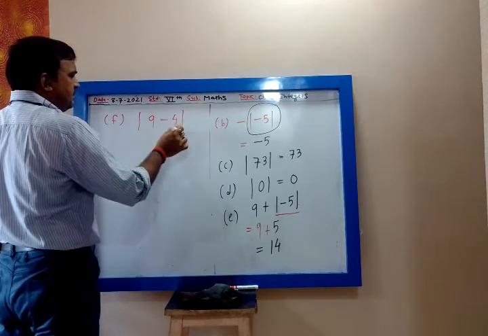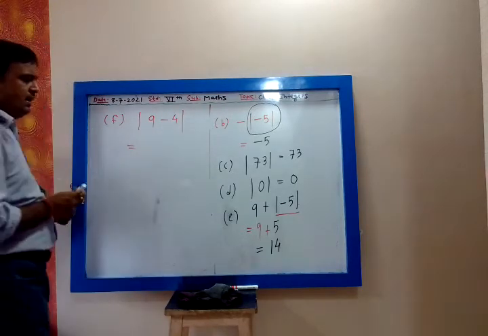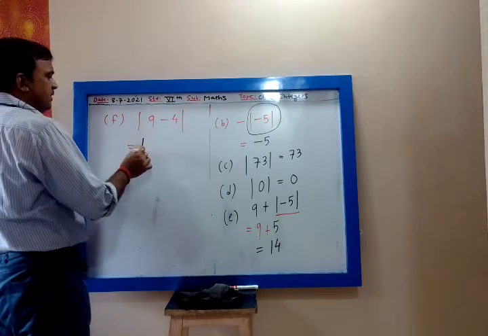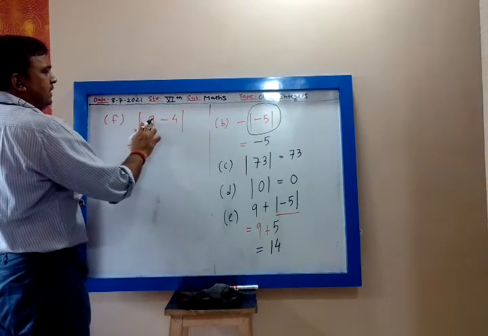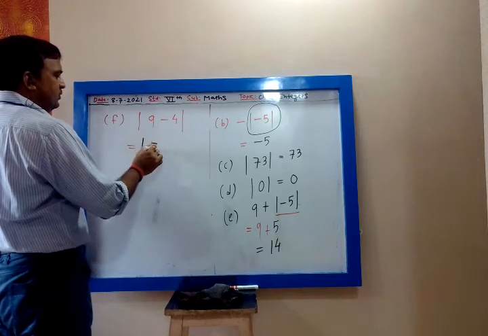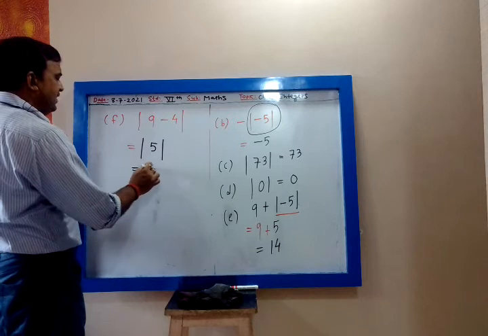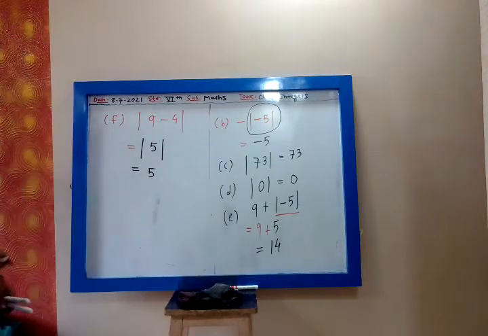9 minus 4. So first I will write absolute value 9 minus 4. 9 minus 4 is 5. So that becomes absolute value of 5. What is absolute value of 5? Absolute value of 5 is 5. This is the answer. Okay.